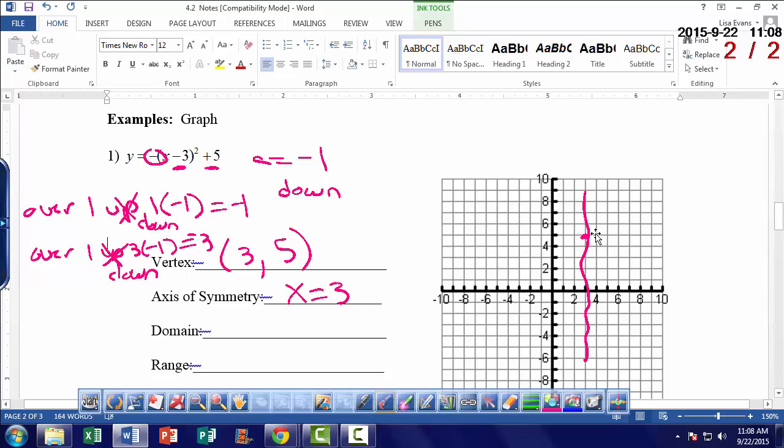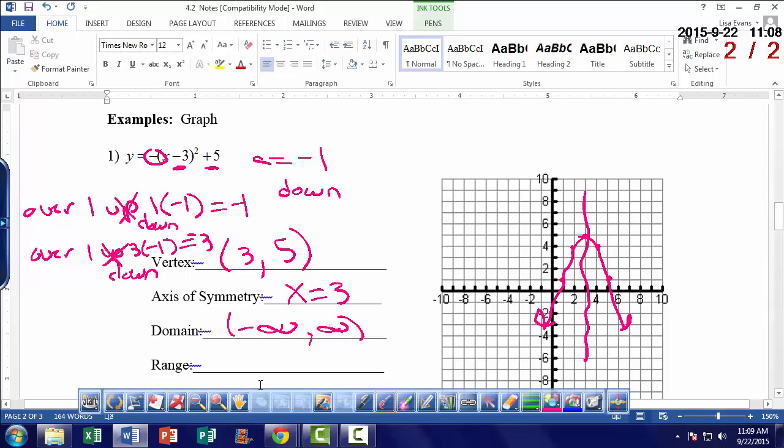From our vertex, over 1, down 1. From here, over 1, down 1, 2, 3. We're going to go ahead and reflect those. This is our graph. And that's it. Then we just need to talk about the domain and range. The domain is all reals.